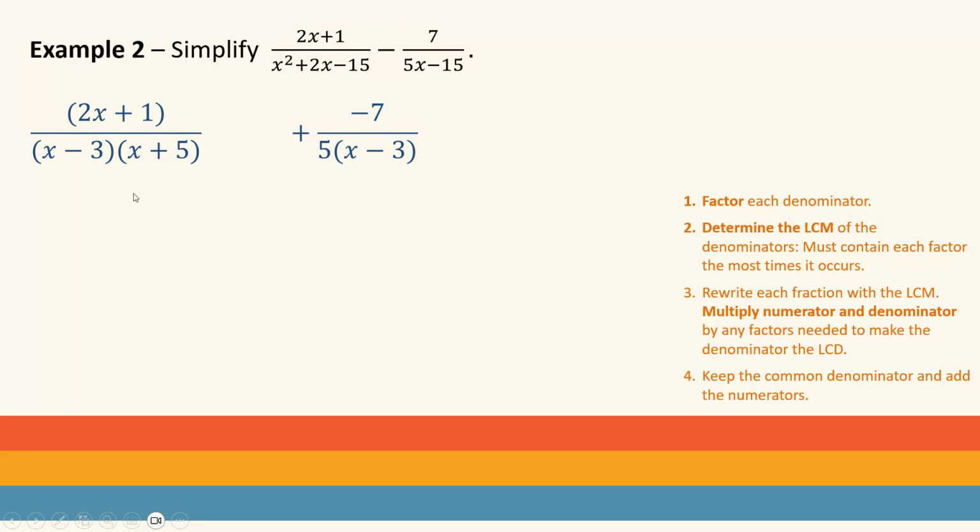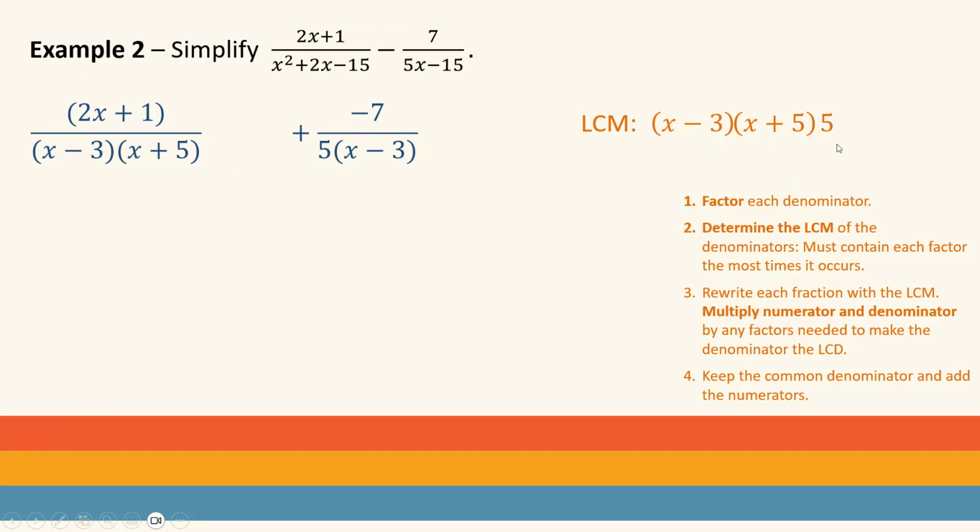And then now that both denominators are factored, I'm going to determine the least common multiple of the denominators. So I need the factor of x minus 3 one time, and x plus 5 one time, and 5. So then I look at this current denominator, which of these factors in the least common multiple is it missing?